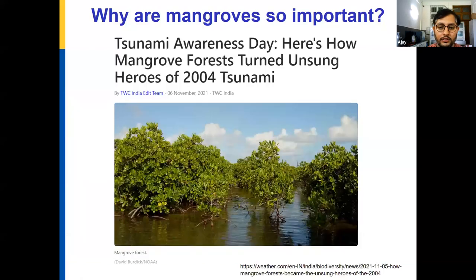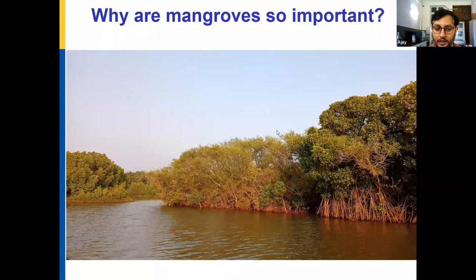These are some of the photographs that we have taken during our field studies. You can see their extensive root systems. They act as walls, and when there are huge waves, they are trapped within these extensive root systems, and the communities that stay beyond these mangroves are protected from the negative impact of these waves during these natural disasters.